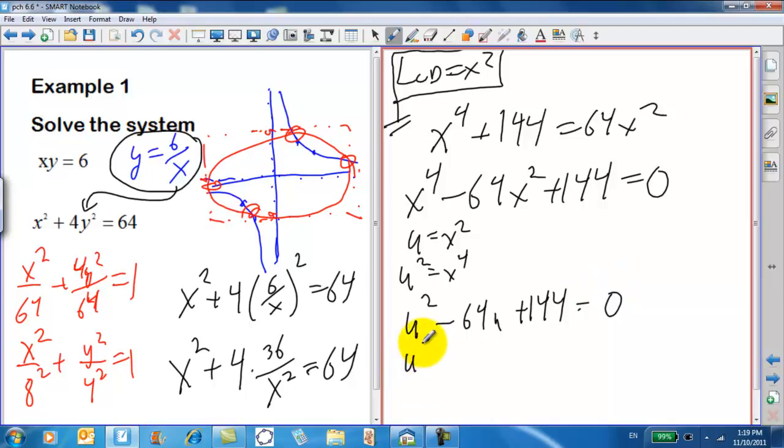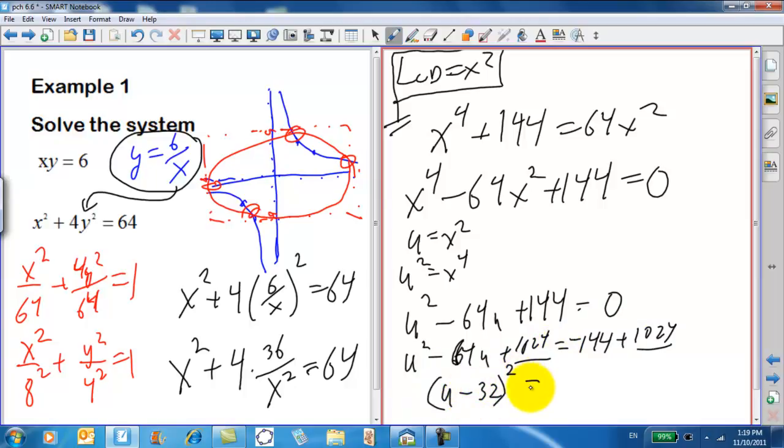I'm going to use completing the square because I have a nice even number as the coefficient on u. I'm thinking half of 64 is 32, and 32 squared is 1024. And we get u minus 32 quantity squared equals 1024 minus 144, which gives 880, which is not a perfect square.